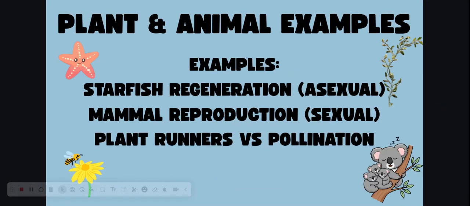Plant and animal examples. Starfish can reproduce asexually by regeneration. Mammals reproduce sexually, creating varied offspring. Plants can reproduce using runners or pollination, so they can reproduce asexually or sexually. So which type of reproduction might help a species survive environmental change better, and why? Think about that.